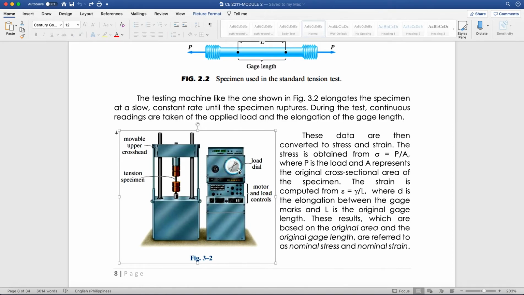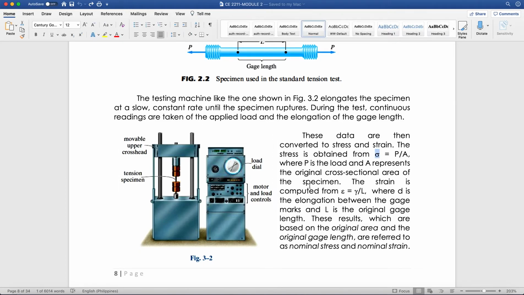And the load is in kilograms. Take note, yung kilograms na yan, it is a force. Okay? So, to convert that, meron naman area yung ating cross-sectional area yung ating steel bar. Then from there, we can get the stress.